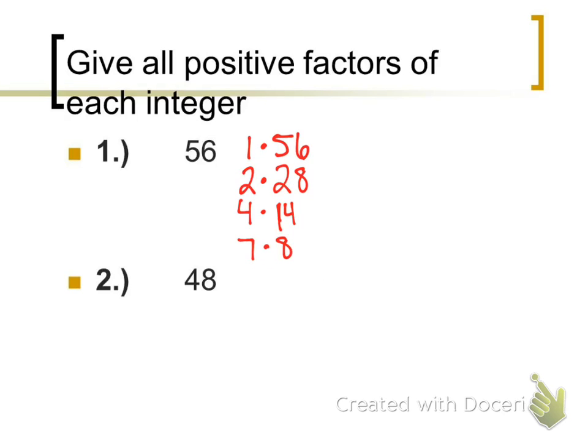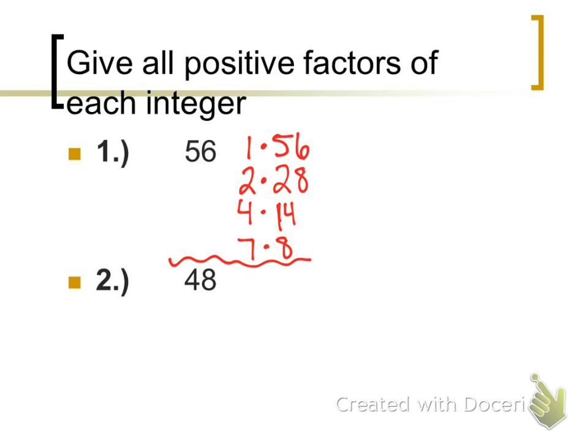So once you get to that point where you're going to start reusing numbers that are on the other side of your list, you can stop. You've found all of your positive factors. Questions about that process before we move on to the next one? Okay, let's start that process over.